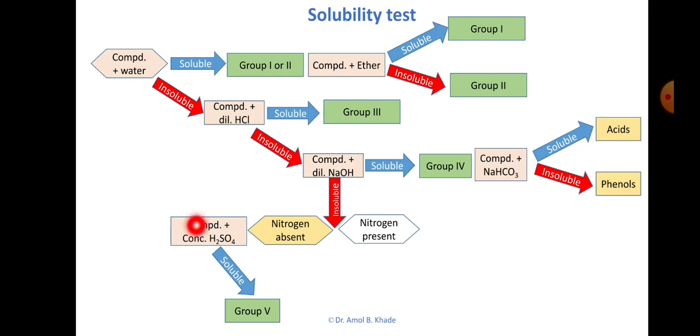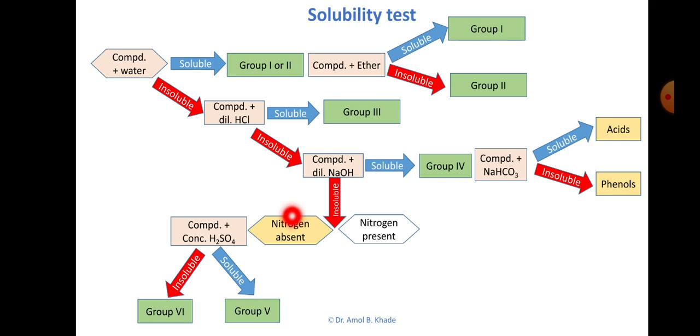If concentrated sulfuric acid is capable of solubilizing your compound, then it will be in group 5. If concentrated H2SO4 is not able to dissolve your compound, then your compound is in group 6. Okay, so you can use this test very carefully, and this is based on the presence or absence of nitrogen. So you have to do the Lassaigne's test very accurately to identify which particular group is present in a given sample.